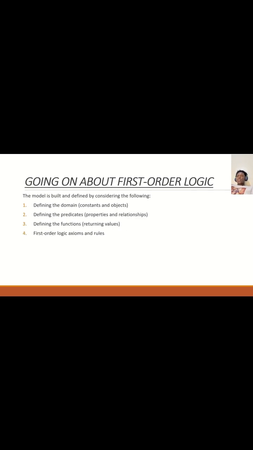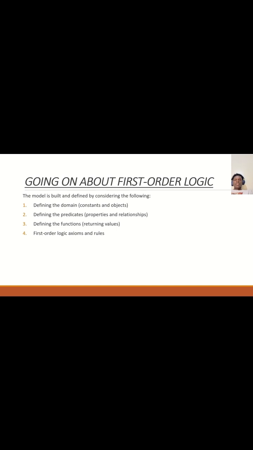So going on about first order logic, the module is built and defined by the following. So one, we have to first define the domain, so we have to define the constants that are in question and the objects. 2, we have to define the predicates, so the properties and the relationships. 3, we have to define the functions, those are the returning values. 4, we have to define the first order logic rules and axioms.